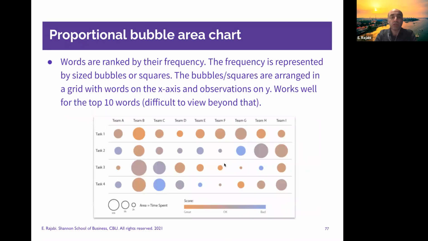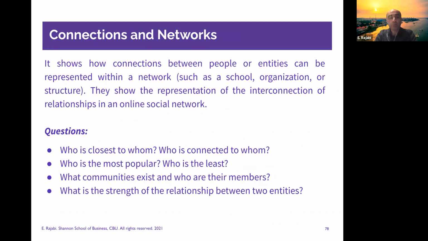Based on the frequency. But if we want to show the words in a document based on different metrics, we can use a proportional bar or bubble area chart, where in different categories we can visualize the term and highlight it, for example, with the size of the bubble to show some specific metric.